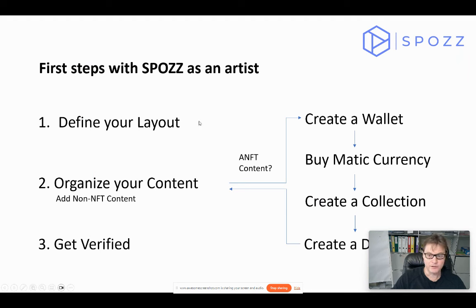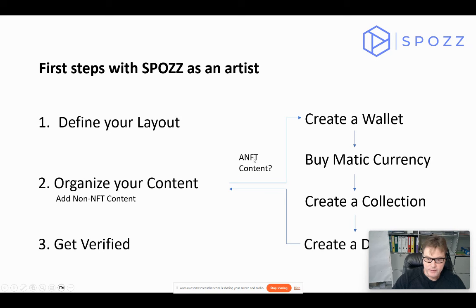So we already have defined your layout. Now you're organizing your content. So if you have no NFT content yet, then you can just proceed straight on and add your non-NFT content. Non-NFT content could be that you upload your song or video directly to SPOZZ and you show it to your fans. Or you could embed a video from YouTube or from other sites to your SPOZZ website, or you add a link to some other content outside of SPOZZ to your SPOZZ fan page. If you want to do that, you can proceed and do it.